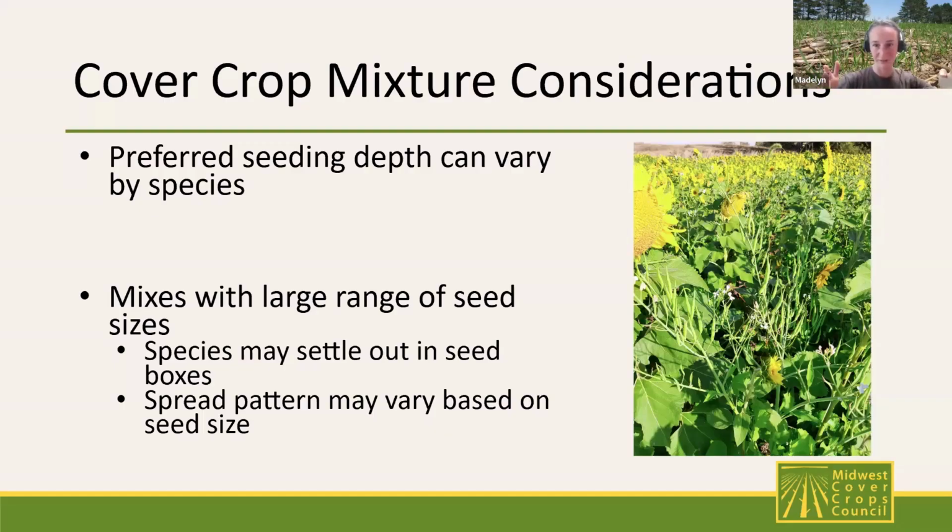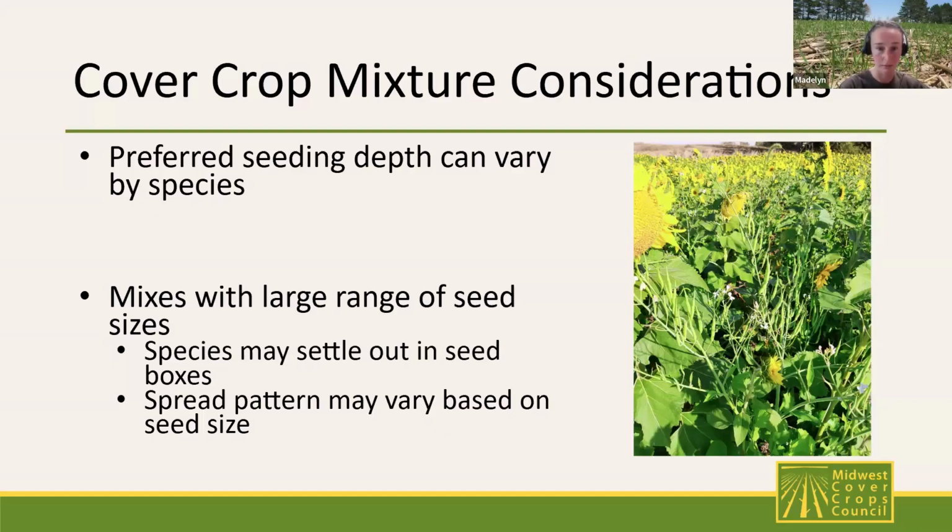a line of sunflowers down the middle, and then maybe some other species on the sides, and you're planting into all this different residue, it can make planting, especially getting corn in, really difficult. So that spread pattern is important.